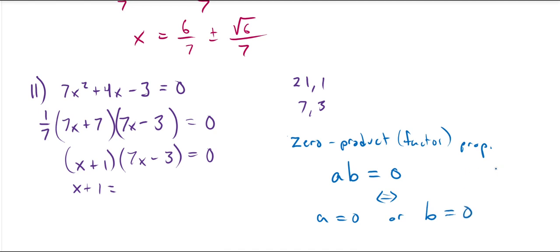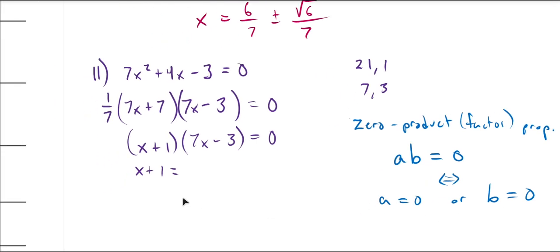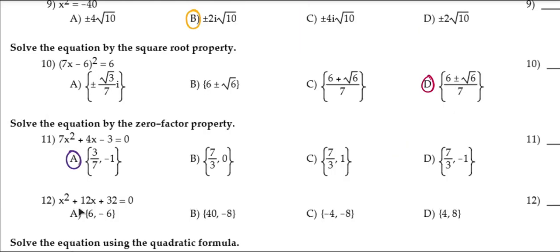So it gives us a way of writing equations that have been factored once they're set equal to 0 as 2 smaller, simpler equations, which is exactly what we're doing over here. If x plus 1 is equal to 0, x is minus 1. If 7x minus 3 is equal to 0, we add 3 and divide by 7 to get 3/7, which is answer A. So pause the video and try problem 12, which goes similarly, but with an even simpler factorization.